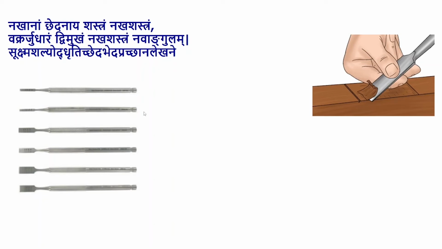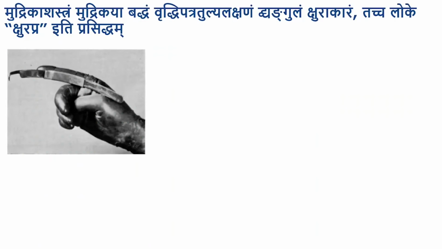In the current surgery, we do use similar instruments of different sorts, which we call chisels or maybe parers. Mainly wherever there is a need to remove a slice of a tissue, we use that kind of instrument, which can be considered a Nakha Shastra.